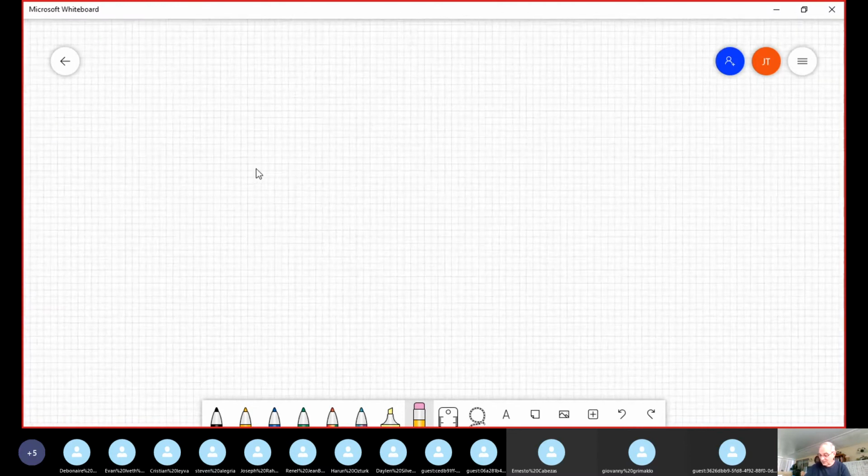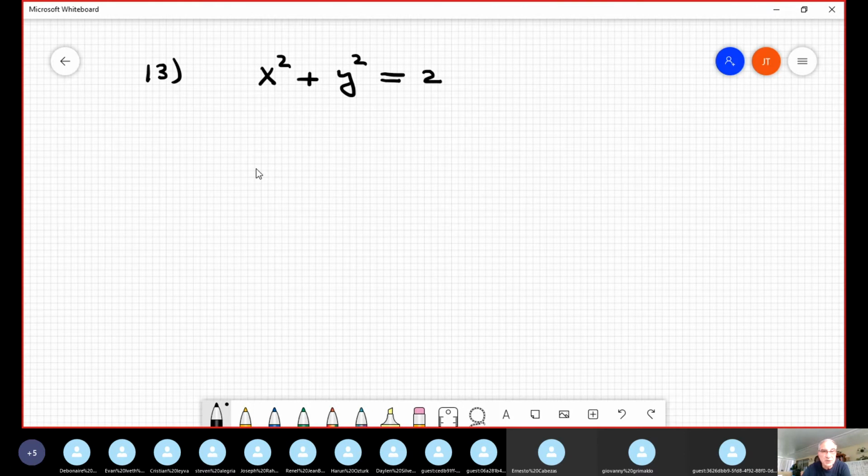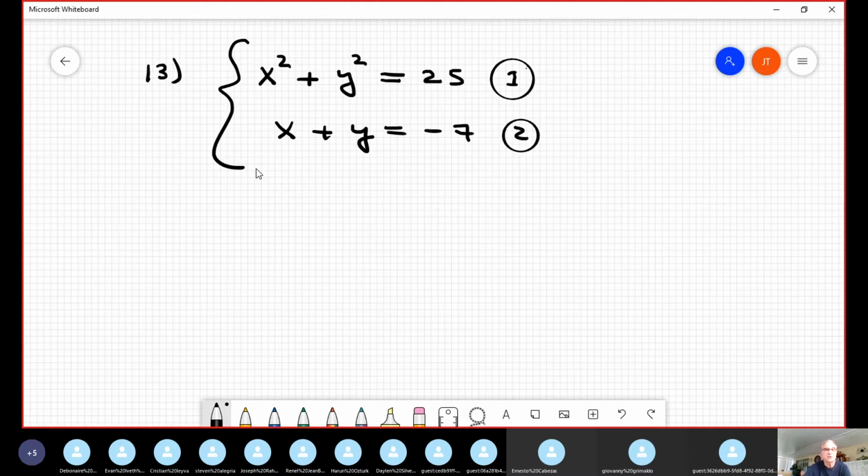Okay, 13. 13 is a non-linear system of equations. We are solving by hand, and afterwards we verify in decimals. 13 is x squared plus y squared equals 25, equation number 1. And x plus y equals negative 7, equation number 2. This is a non-linear system of equations because the first equation is non-linear, and the second equation is actually linear, no?